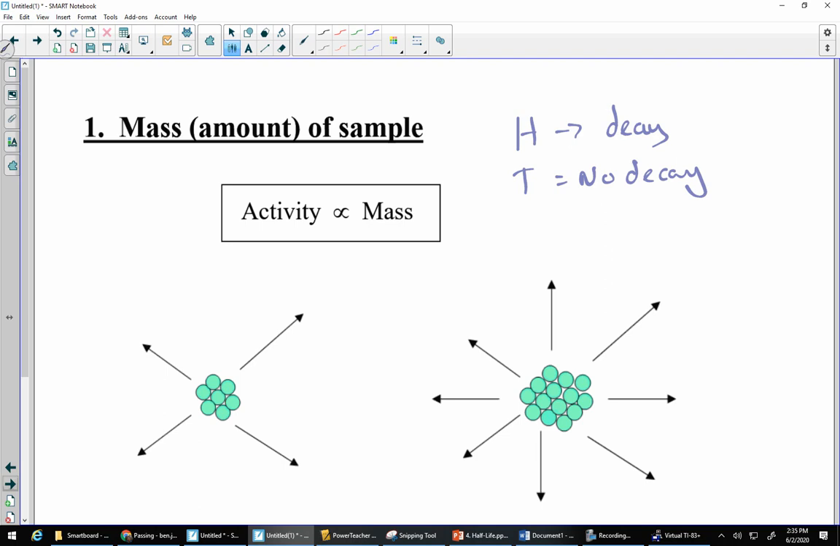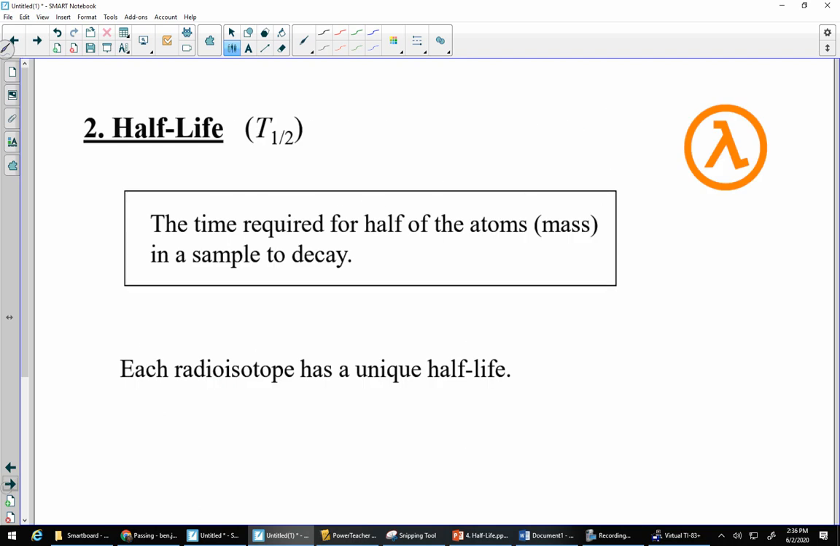But if we had 1,000 coins, right? Every 5 seconds we're flipping 1,000 coins, then all of a sudden every 5 seconds we're going to have about 500 decays, or about 500 heads coming out of that. If we had 1 billion every 5 seconds, we'd have 1 billion decays. So just the more you have, the more likely it is that you're going to have decays.